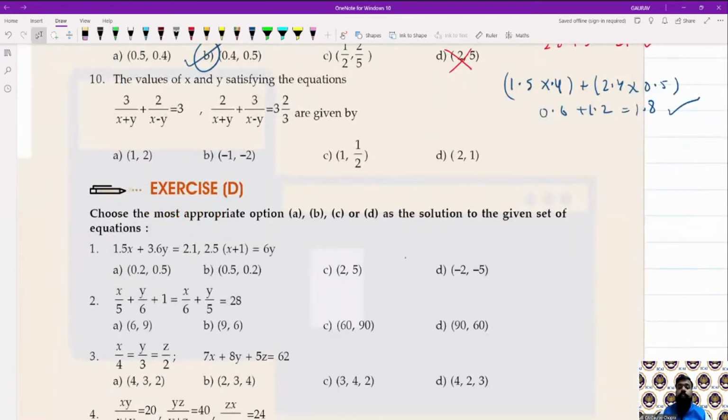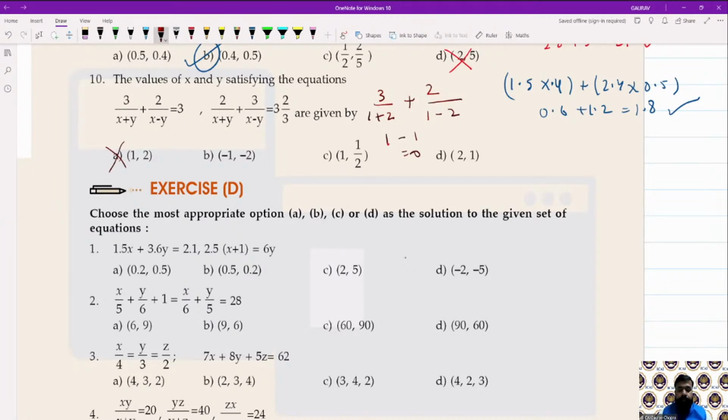Now comes the last one, question number 10. Similarly, we can do this 10th also. Let's try the options. Now, if we try the first option, 3 upon x plus y is there, and option 1 says 1 comma 2. So if we substitute, 3 upon 1 plus 2 plus 2 upon 1 minus 2. So how much are we getting? We are getting 3 by 3, 1, and then minus 1. So 0 is there. So option number A is unable to satisfy. So A will be rejected.